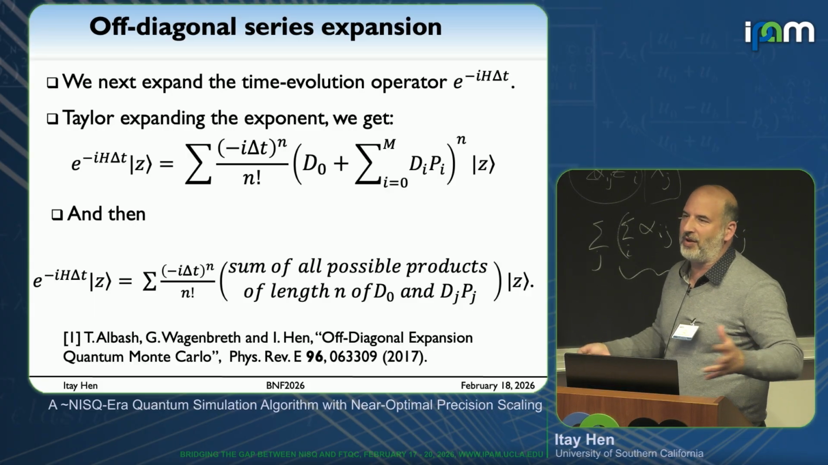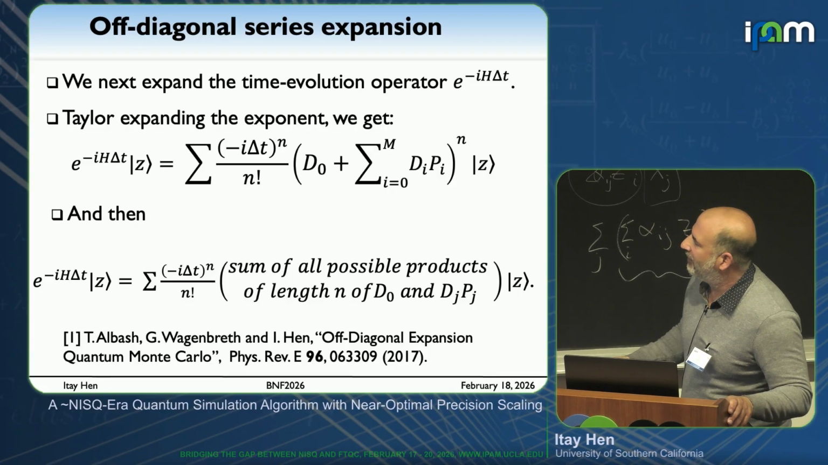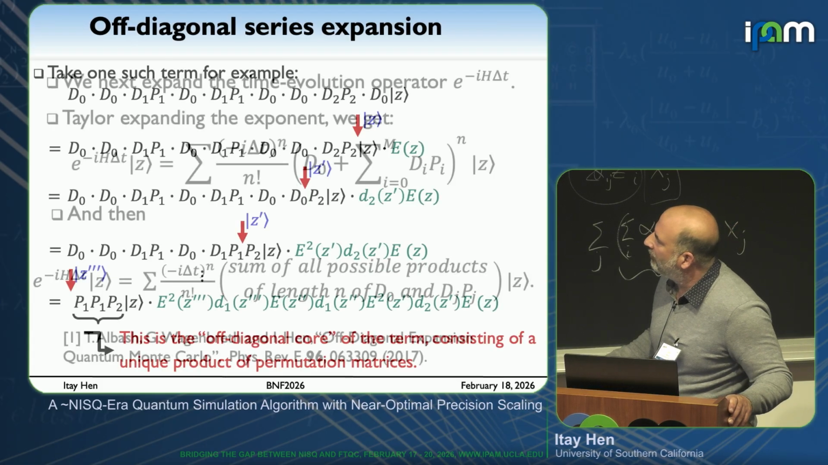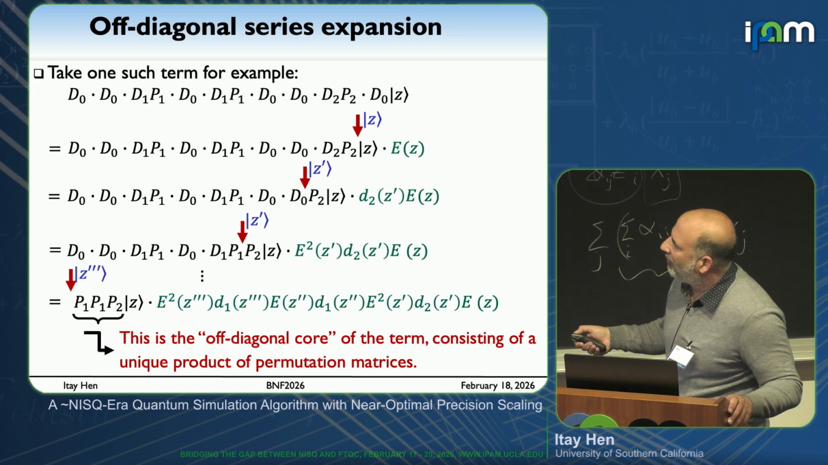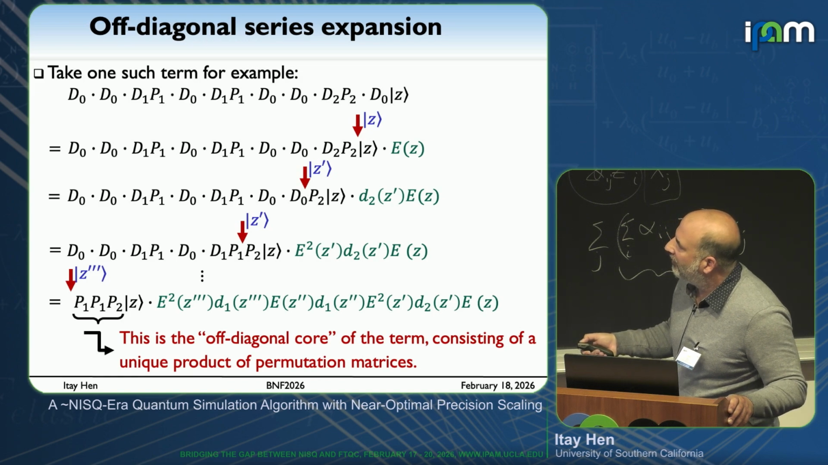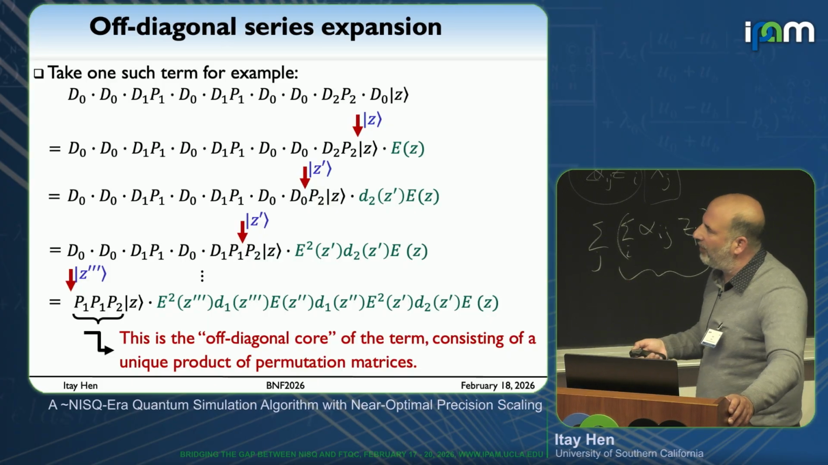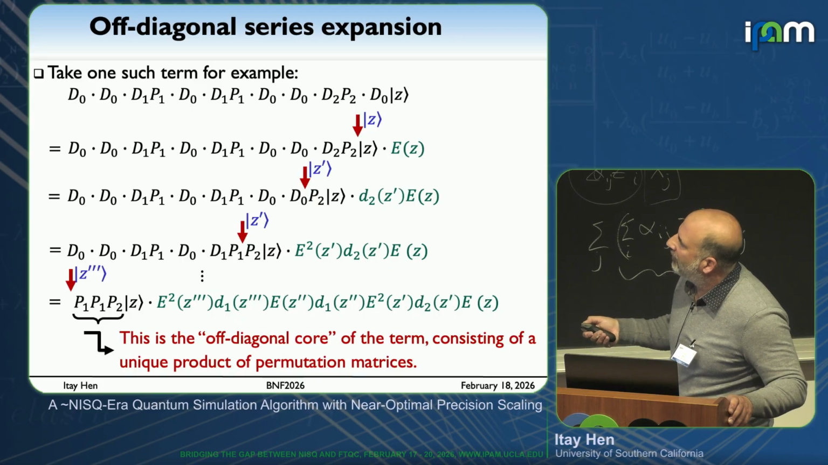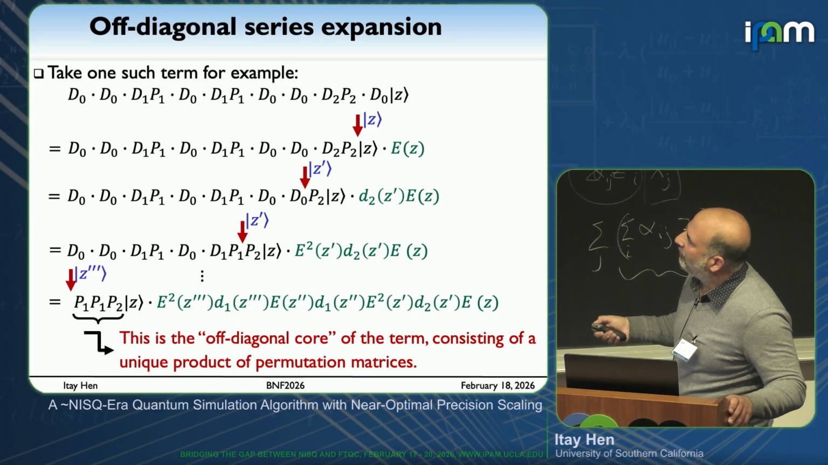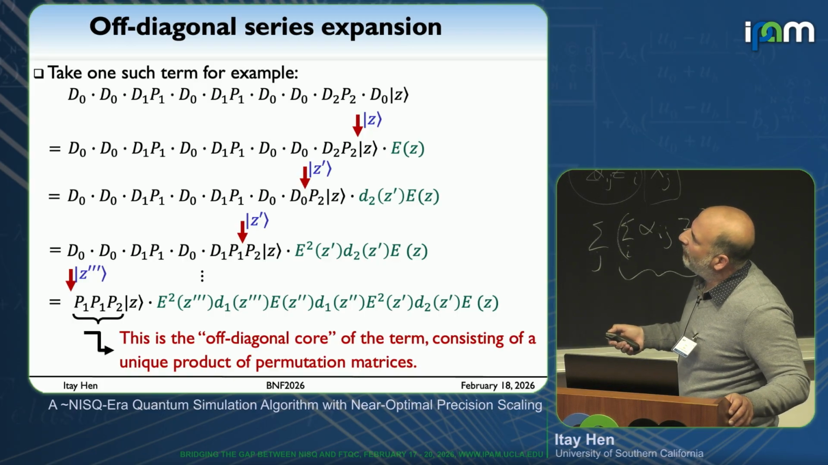But I'm not going to worry about it because we have a quantum computer. We'll do everything in superposition. What I did want to show you is that if I take one term, this is one random term that I chose, one out of many, many terms that appear in the sum, and I ask myself what happens when I act with this term on a basis state. Let's see what happens.